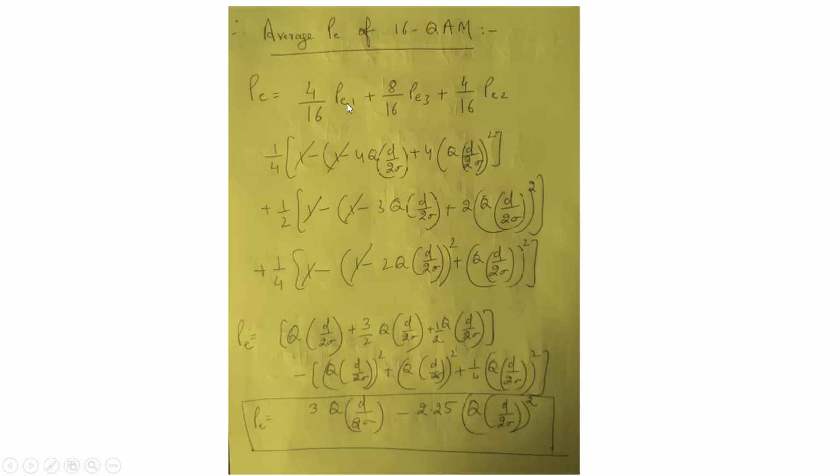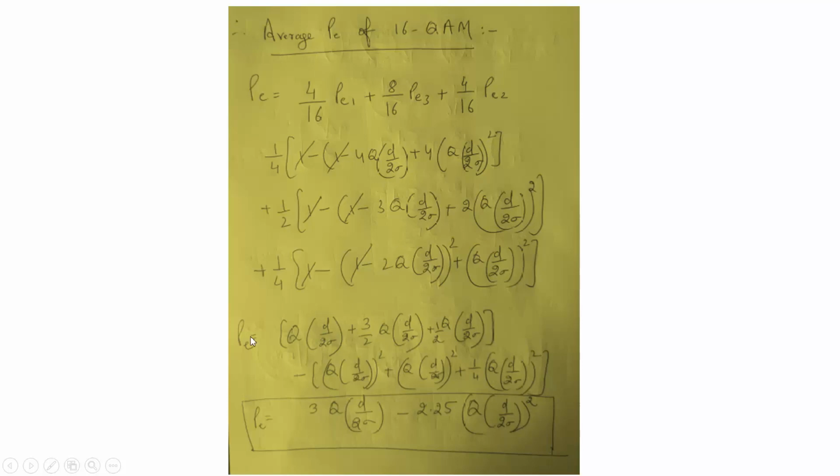Once you directly put the formulas for PE1, PE2 and PE3, you will find this type of mathematical expression before you. Now this will cancel out with this one, and this with this one. The 1 by 4 outside the bracket in the first term will go inside, the 1 by 2 in the second term will go inside, and the 1 by 4 in the third term will go inside. And you will find that there are two types of terms: one is Q of d by 2 sigma, and the other is Q of d by 2 sigma whole square.